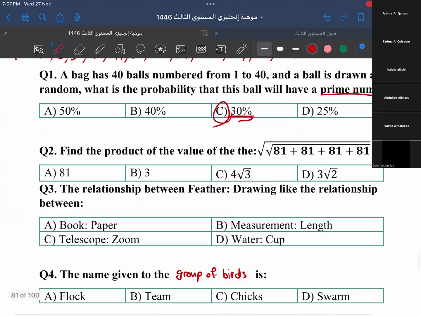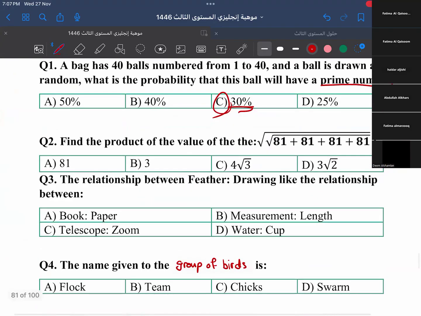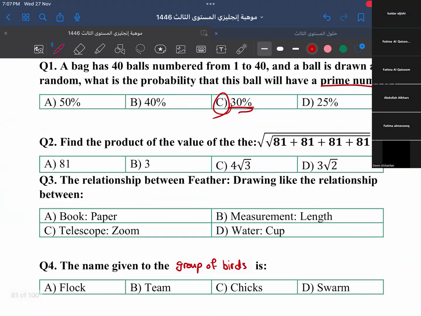Excellent. Okay, question 2. We want to find the product of this number. Yes, Haida? Okay, so it's the square root of the square root of 81 plus 81 plus 81 plus 81. Right now we can't turn it into 9 plus 9 plus 9 plus 9 because it's plus. So we have to make it 81 times 4 so that we can simplify it. So it's the square root of the square root of 81 times 4.